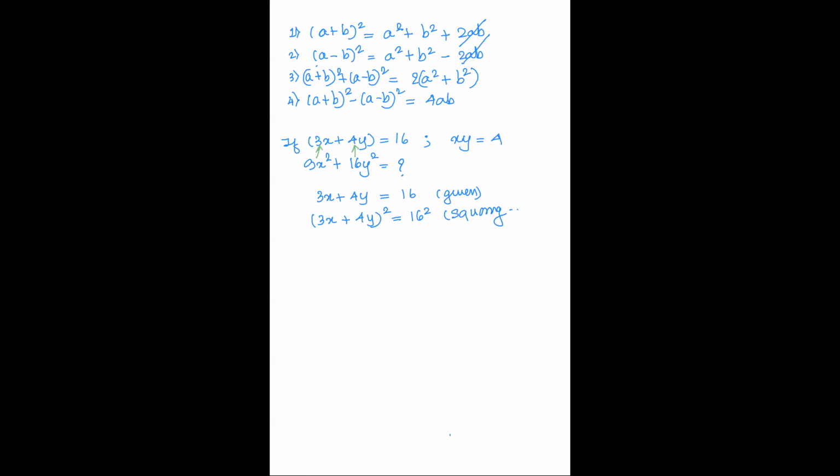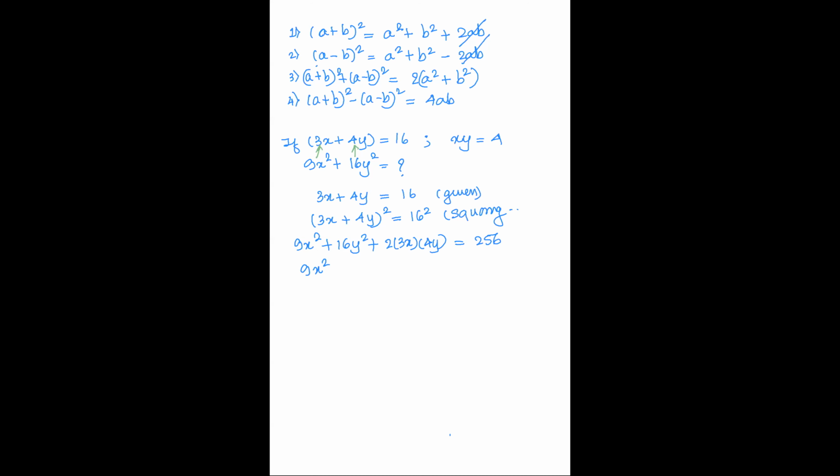Now 3x plus 4y the whole square is in the form of a plus b the whole square. Now we're going to expand this. So this is going to become 3x the whole square, which comes to 9x square, plus 4y the whole square, which becomes 16y square, plus 2ab. 2ab का मतलब तो आप जानते ही हो क्या बनता है. 2ab का मतलब 2 into 3x into 4y, which is equal to 256. That is the square of 16. So let's work this out.